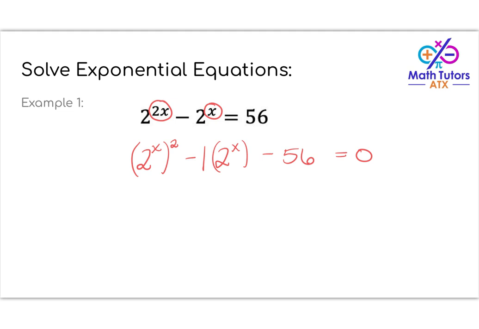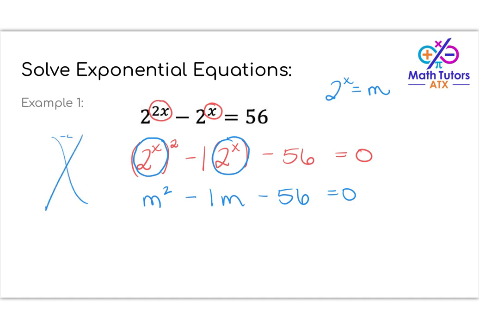And if you don't believe me, watch this step. I'm going to look at my 2 to the x, and I'm going to say, you know what, 2 to the x, I'm going to replace with my favorite variable, m. So I have m squared minus 1m minus 56. Wait a minute, you've seen something like this before. Yeah, of course. What multiplies to negative 56 and adds to negative 1?